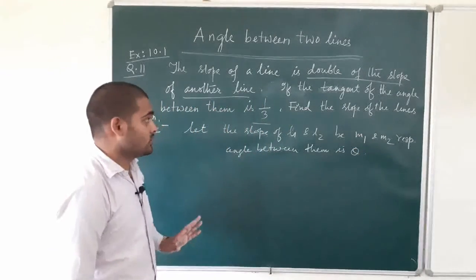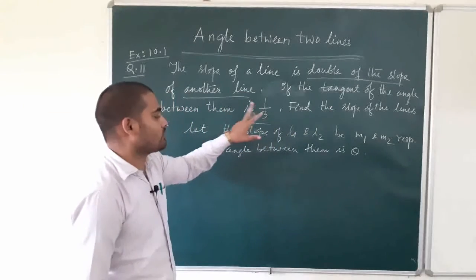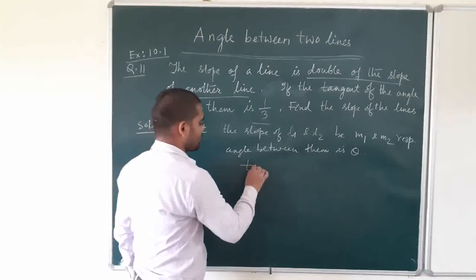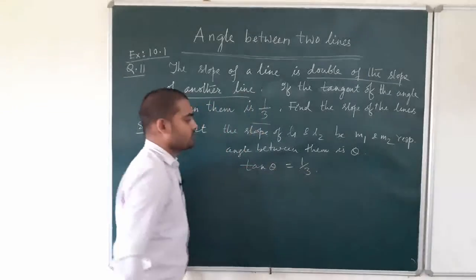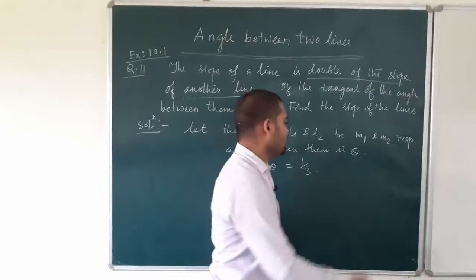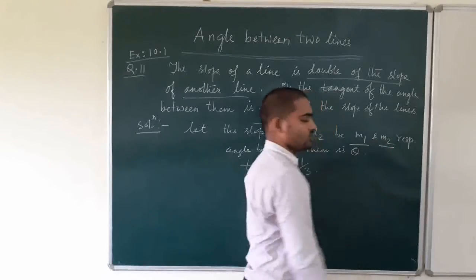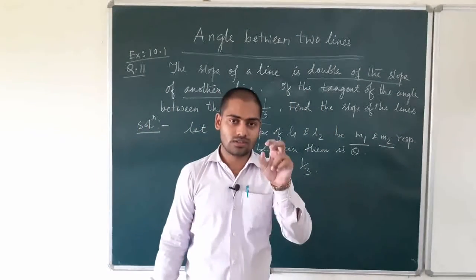Let the angle between them be theta. Then the tangent of the angle between them is 1 by 3. Tan theta is given as 1 by 3. Then we have to find the slopes of the lines, M1 and M2. Okay? So you know the relation, the equation.